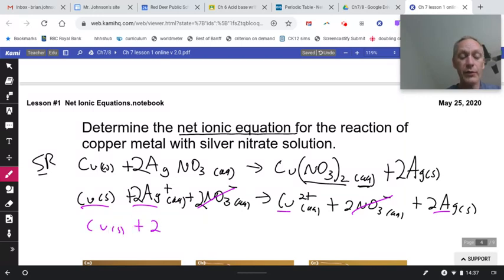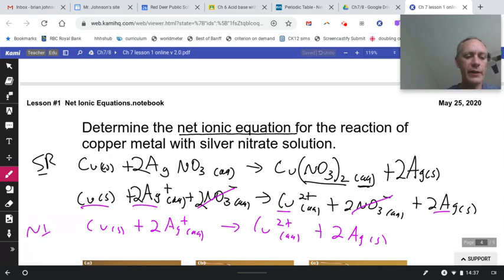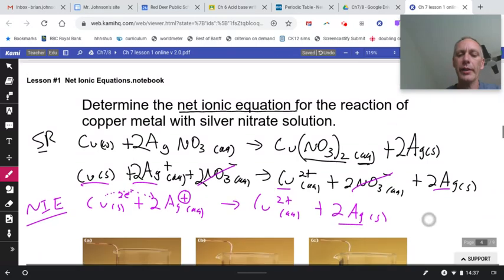Copper reacts with 2 silver plus aqueous to produce copper 2 plus and 2 silver solid. There's our net ionic equation. So it looks like copper was giving 2 electrons to the 2, so 1 electron to each of the silvers to go from 1 plus to neutral, no charge. So transfer of 2 electrons, interesting.